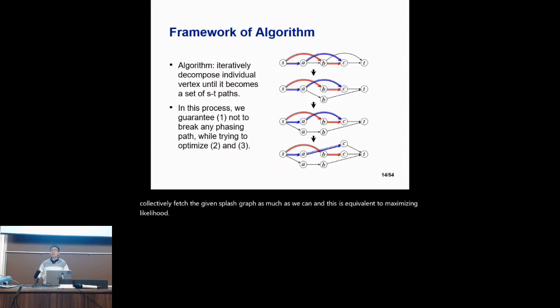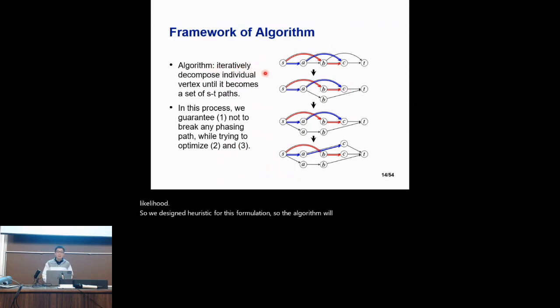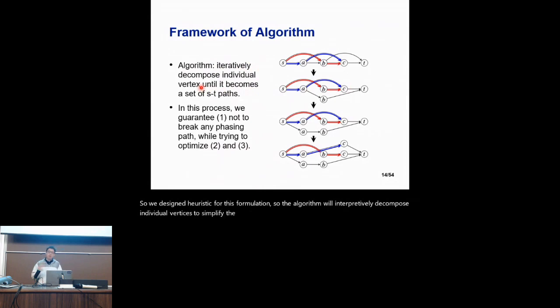So we designed a heuristic for this formulation. The algorithm will iteratively decompose individual vertices to simplify the splice graph, and so on, until it is fully decomposed, until it becomes a bunch of ST paths. In this toy example, you can see we first decompose B, and then A, and then C. Now it becomes a set of paths: S, B, C, T, and so on.